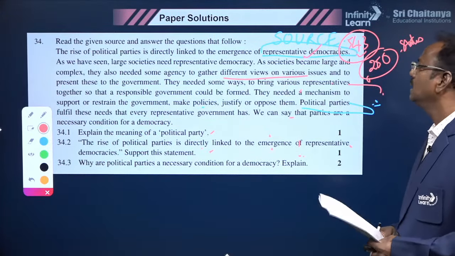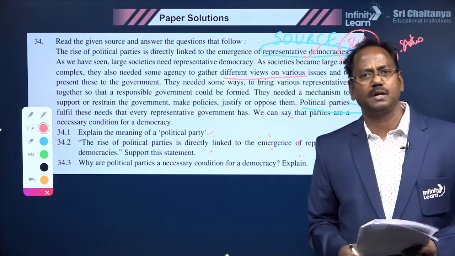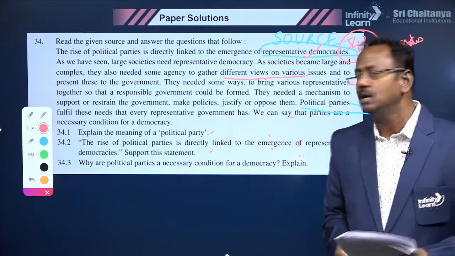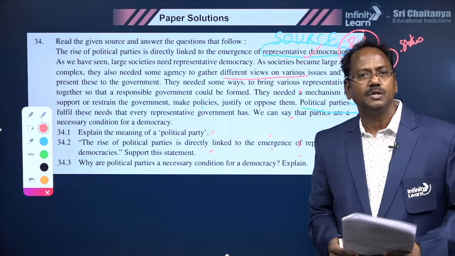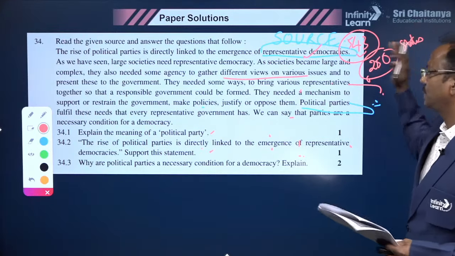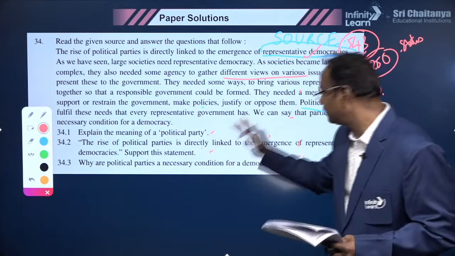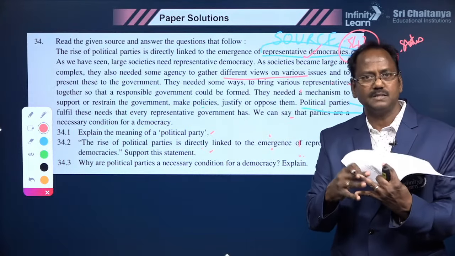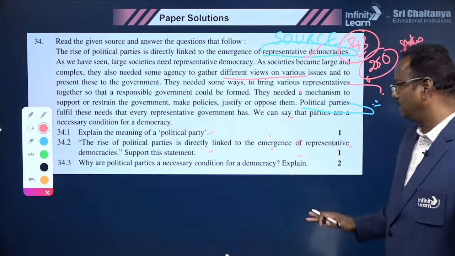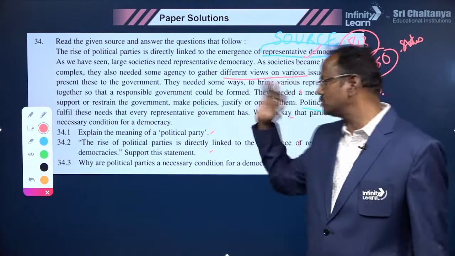Almost all the modern economies have many great goals, objectives and specifications. To meet all those requirements and needs of complex societies, today we definitely require representative democracies. That is the answer, that is the direct linkage. Understand? If not, we cannot manage. So representative democracies are most important.